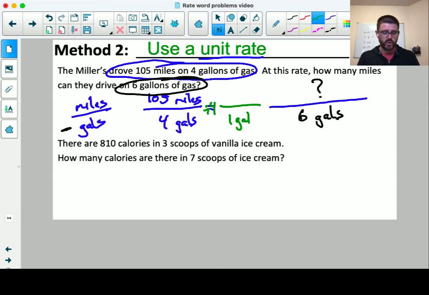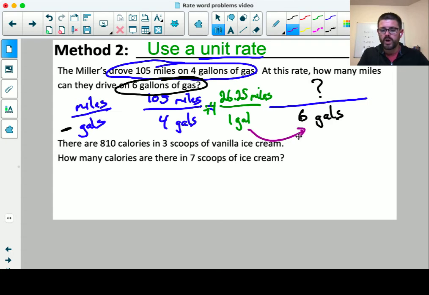105 divided by 4. Break out your calculator. And I get 26.25 miles in 1 gallon. So I found out my rate per gallon for 1 gallon.